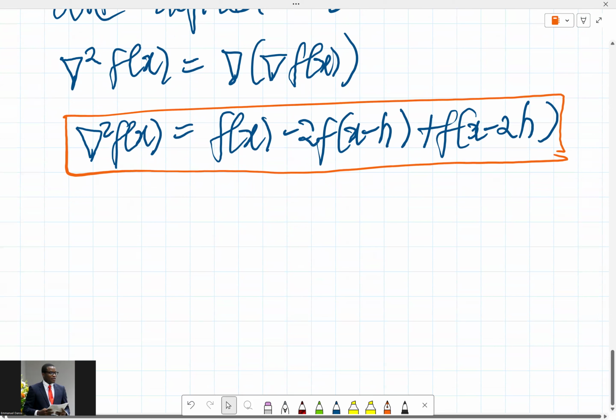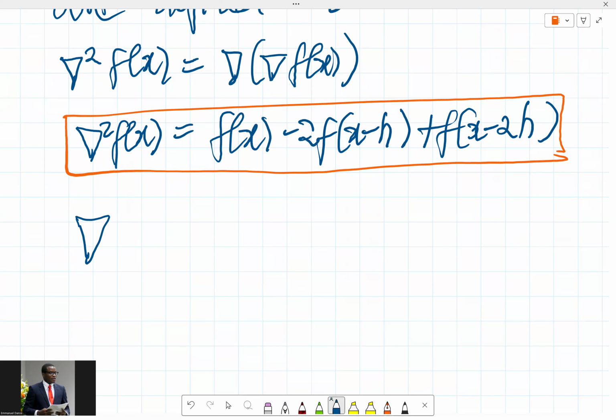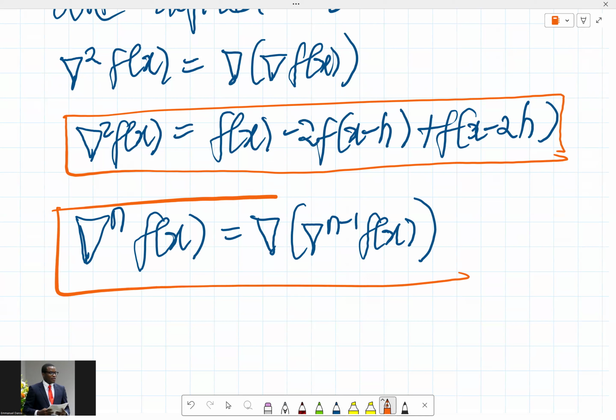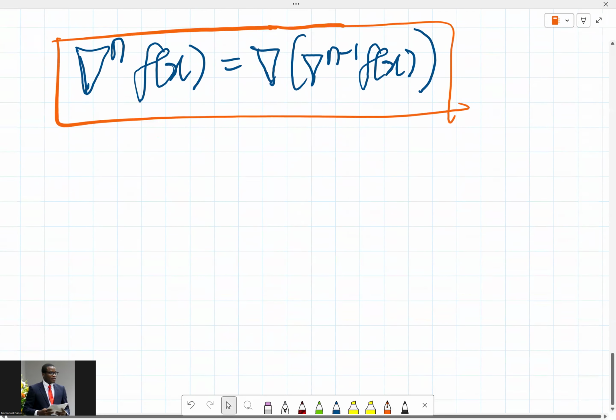If you go to the nth level, nabla n f of x is simply nabla into nabla n minus 1 f of x. So that is the nth derivative for the backward difference operator.